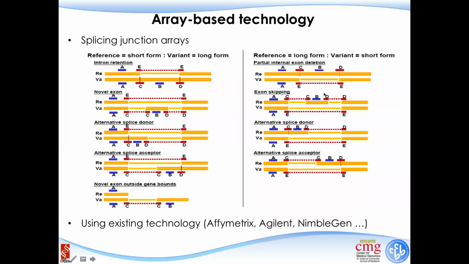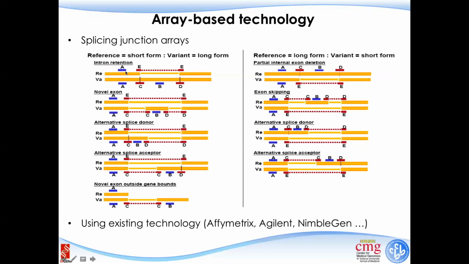And another kind of array-based technology design is splicing junction arrays. This figure shows that with known structure of the different isoforms, we can design a certain number of probe sites to fully target the alternative splicing event. Just for this example, if the reference is the short form and the variant is the long form, we design the probe site A. The probe site A will get the same expression if the total expression levels of the 2 isoforms are the same.